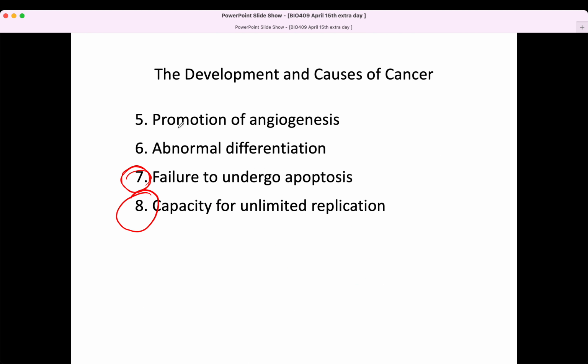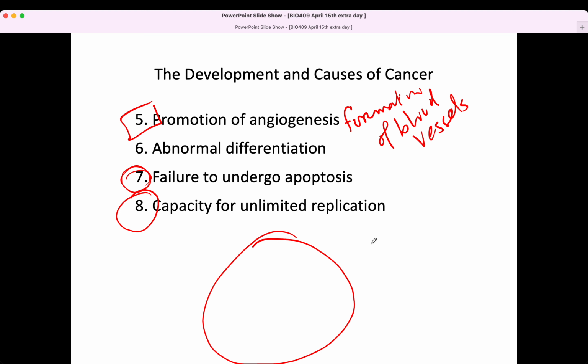Okay, and then the next one, and we're already almost done with this, but just to follow through: they stimulate angiogenesis, and angiogenesis is the formation of blood vessels. Cancers, solid tumors, are a piece of new tissue, and they need blood vessels to grow into them in order to bring oxygen and take away CO2, and also to bring in nutrients.